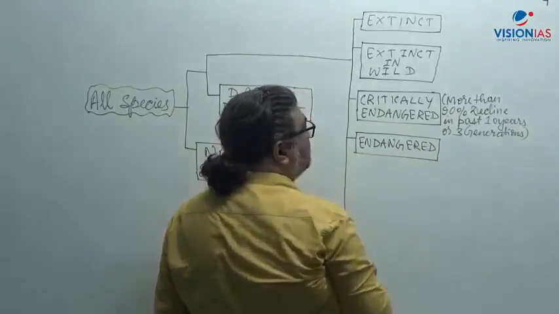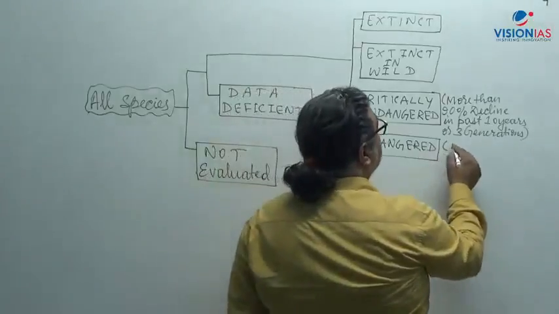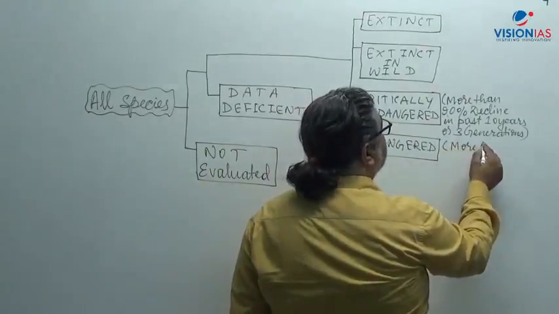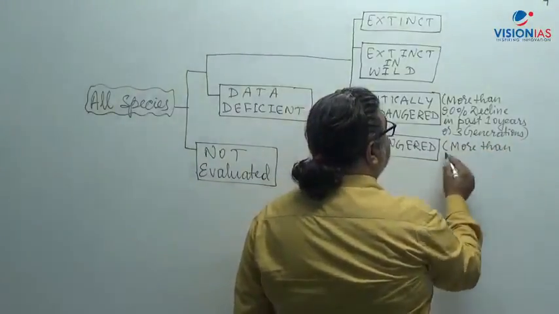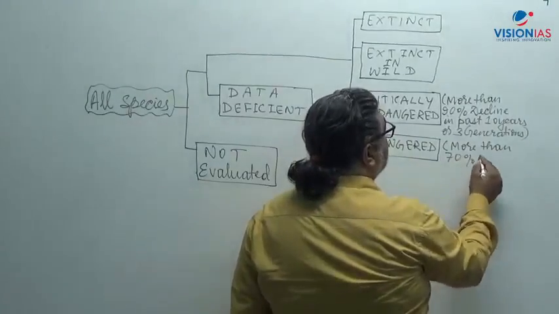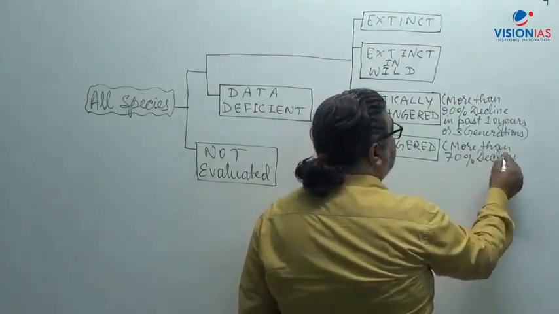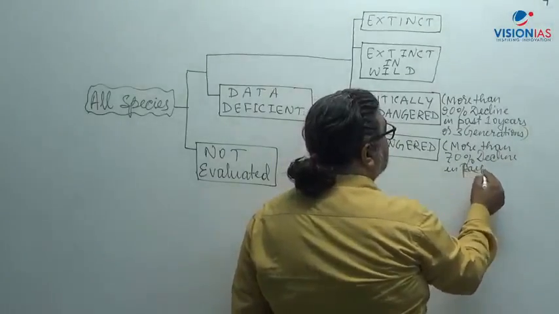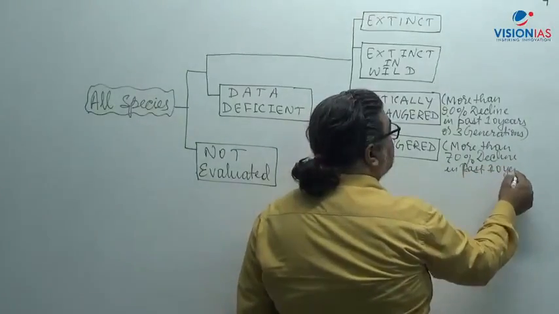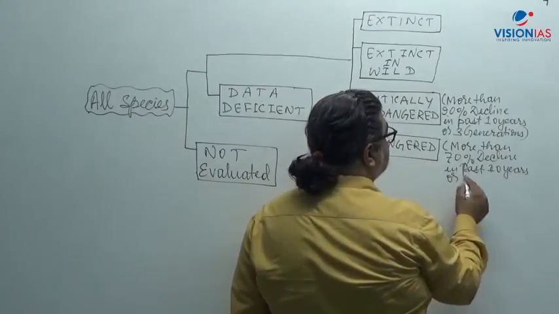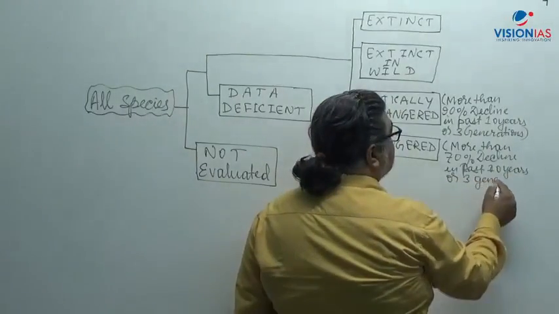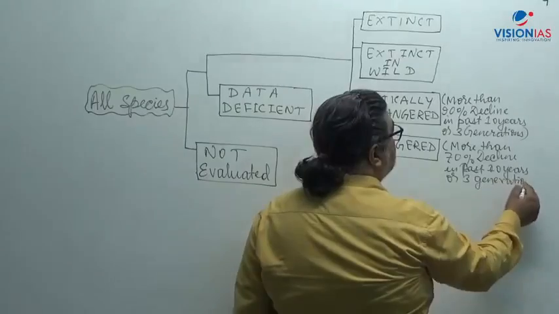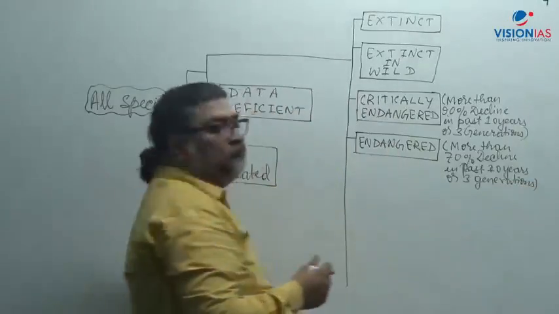Next category is endangered. What is endangered? Where there is a more than 70%, 70 to 90% decline in the past 10 years or 3 generations of the species. 70% to 90% loss has taken place. They are placed into endangered.